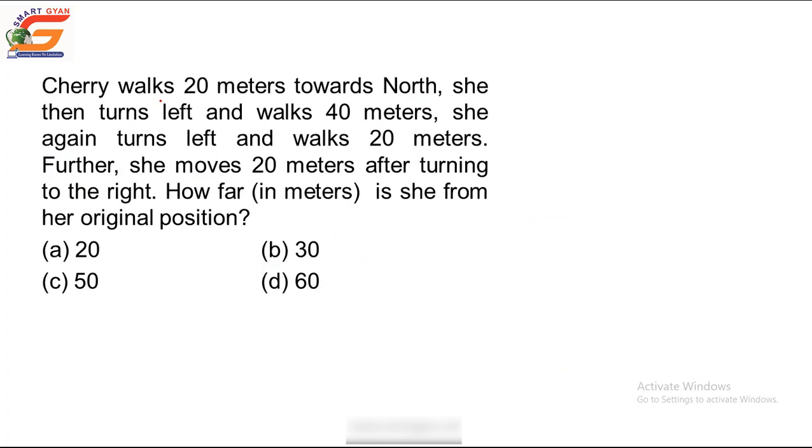Let us move to another question. Cherry walks 20 meters towards north. She then turns left and walks 40 meters. She again turns left and walks 20 meters. Further, she moves 20 meters after turning to the right. How far in meters is she from the original position?